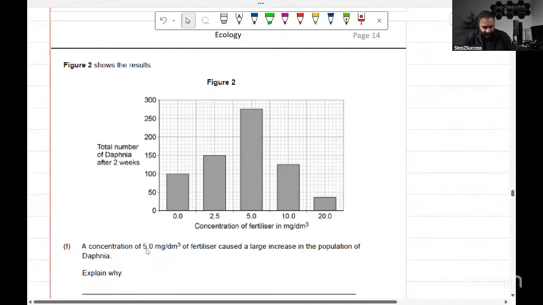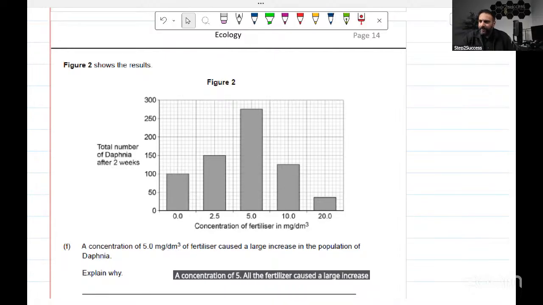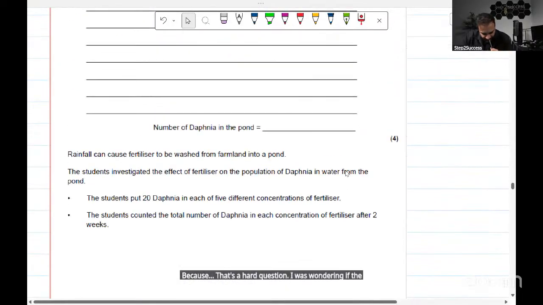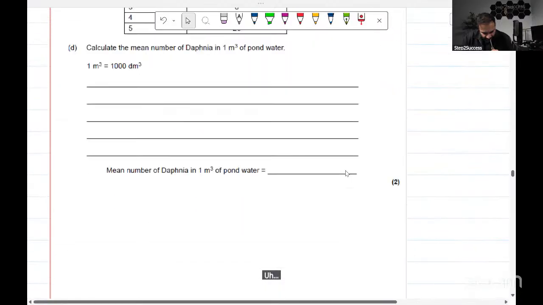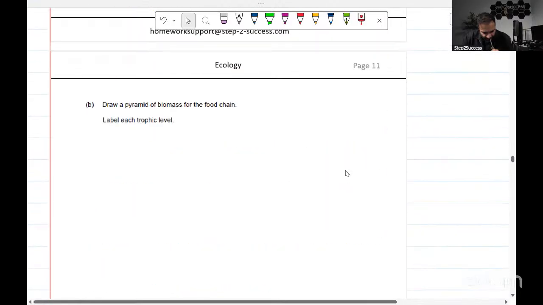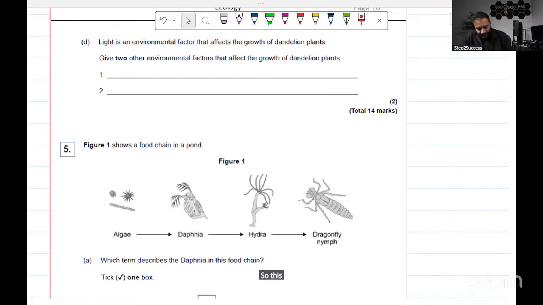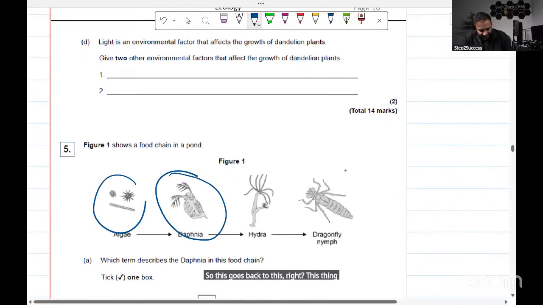A concentration of 5 of fertilizer caused a large increase in the population. I'll definitely explain why. Well, because that's a hard question. I'm just trying to think of the answers earlier on somewhere here. So this goes back to this, right? This thing eats algae. That's really important that you understand that.